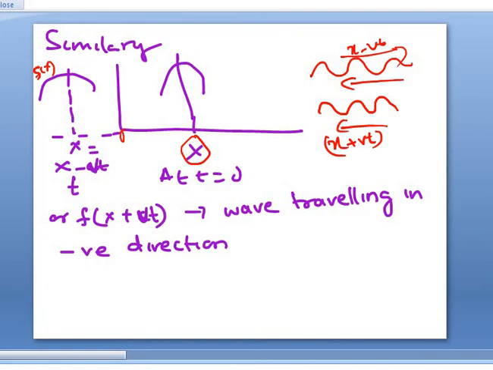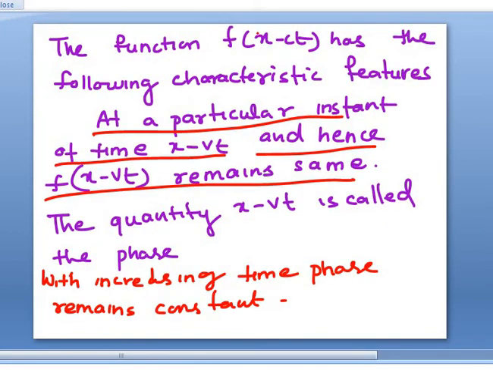Now here, f of x minus vt has the following characteristic: at a particular instant of time, x minus vt, and hence f of x minus vt, remains the same. This quantity is called the phase. Now see, when the wave is traveling, t changes. What happens? X is also changing. So what does that mean? That means f of x minus vt remains the same. See, the wave is moving in the right direction. The wave is not decaying, the wave is moving.